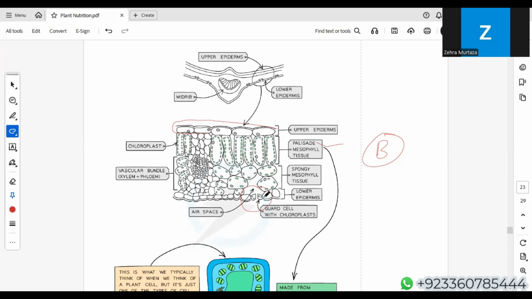The structure of the leaf is very simple. First we have the upper epidermis, then palisade mesophyll tissues, then spongy mesophyll tissues. After that, we have the lower epidermis. And inside the lower epidermis, we have guard cells, right? Guard cells are present with the chloroplasts, and they are responsible for the substances entering or leaving the leaf cell. So this is the structure of the leaf. I think you all clearly understand what A and B are.